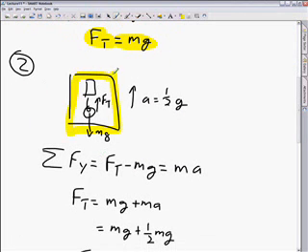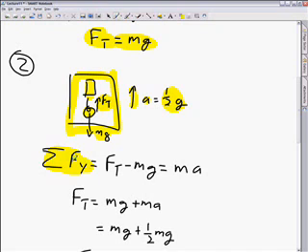In our second case, we have our elevator, our spring scale, our mass, and this time we're accelerating up at 1/2 the acceleration of gravity. Now, if we were accelerating up, you would think that the force of tension would be greater than mg, right? If you're in an elevator that accelerates up, you would feel a little bit heavier, right?